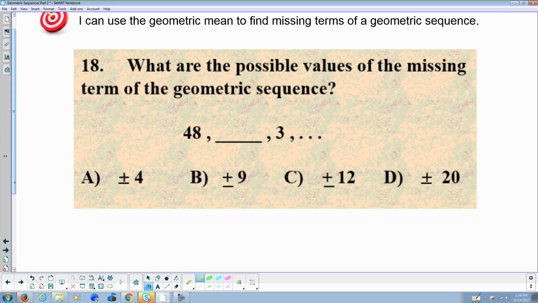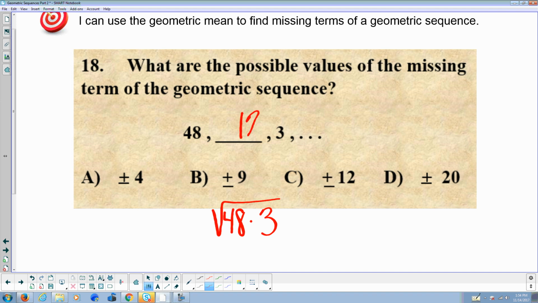Okay, the next question is asking us to use that geometric mean that we found. So we're going to use that formula, geometric mean. The square root of the product of 48 and 3. So the square root of 48 times 3, I can input that to the calculator. I get 12, but remember, it's always going to be plus or minus.